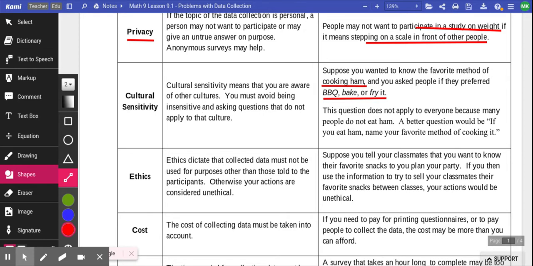So a better way to state that question would be, if you eat ham, name your favorite method of cooking it. And that way you allow everyone to participate and kind of give their stance on how they want ham cooked. They could have the option of saying, I don't want to cook ham. I don't want ham cooked.